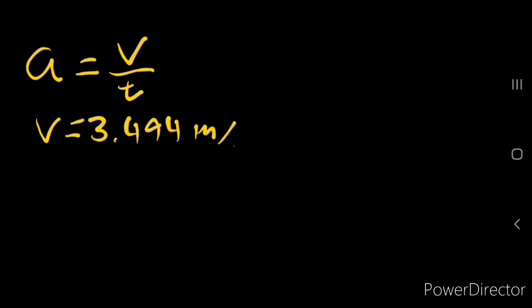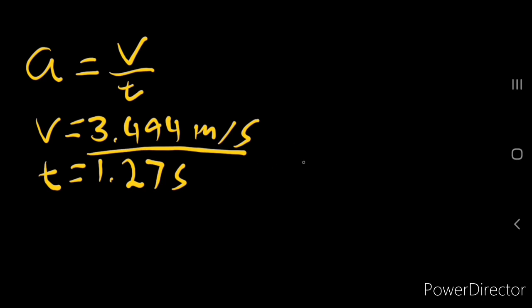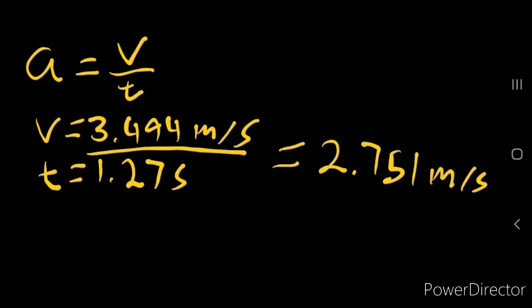Okay, the next equation I used is acceleration is equal to velocity over time. So velocity is equal to 3.494 meters a second, and time is still equal to 1.27 seconds. So we put them over each other, and we get acceleration is equal to 2.751 meters a second squared.